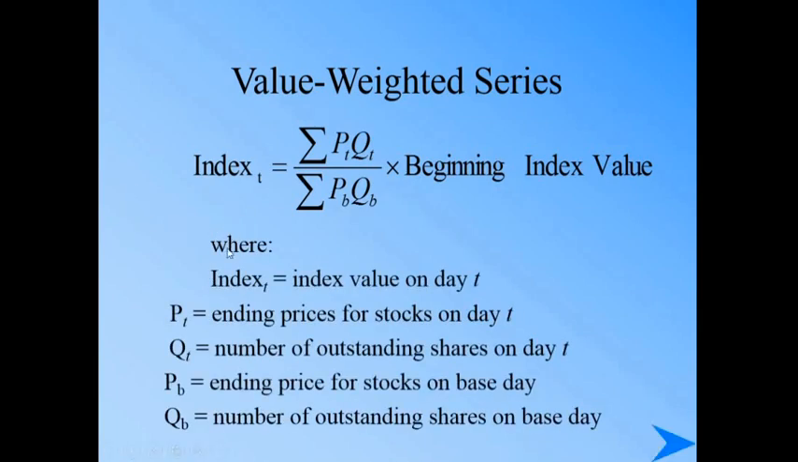This explains how the index is given on a particular day. P is the ending or closing price of a stock on day T, any given day. That is the number of shares outstanding of that stock on that particular day, and this is the ending price of the stock on the base day, when the index was started, and that is the number of shares outstanding of that company on that base day. So it is actually comparing the current value to a base value, and that is what we call an index.